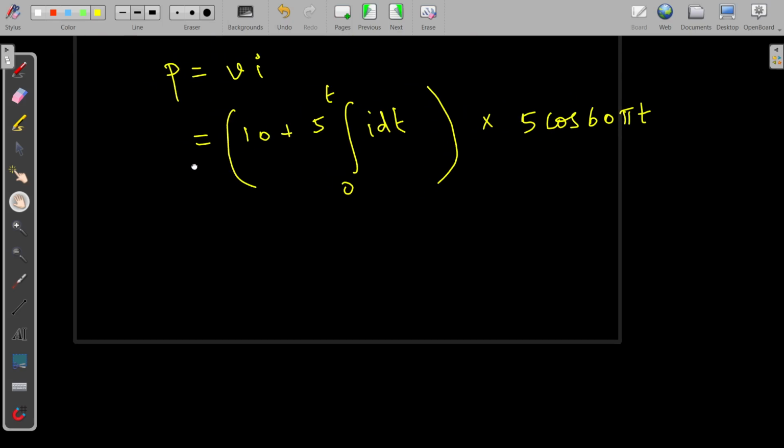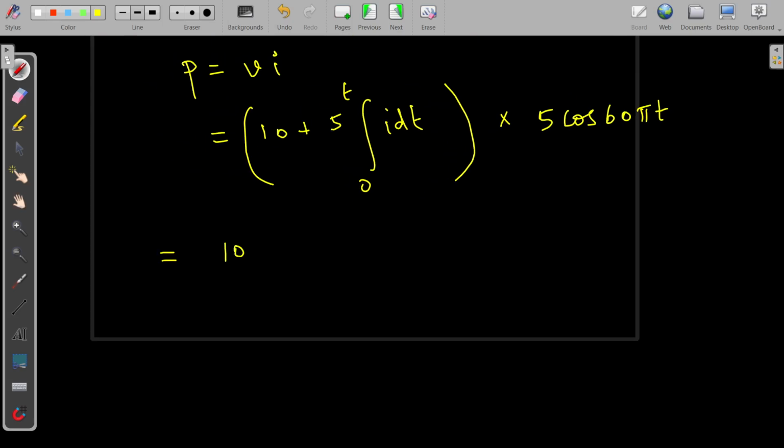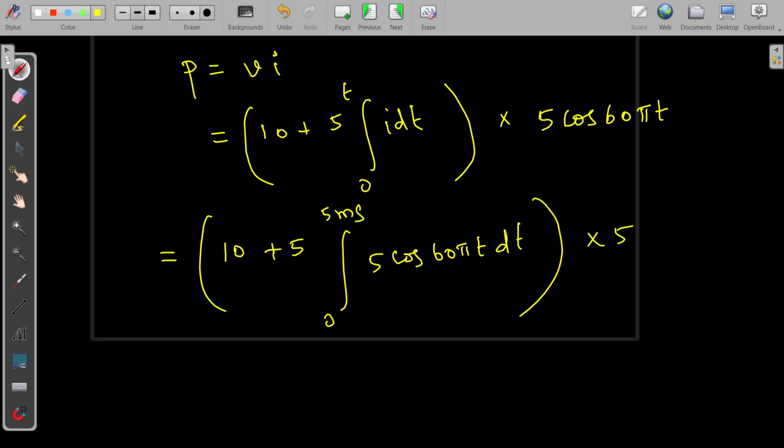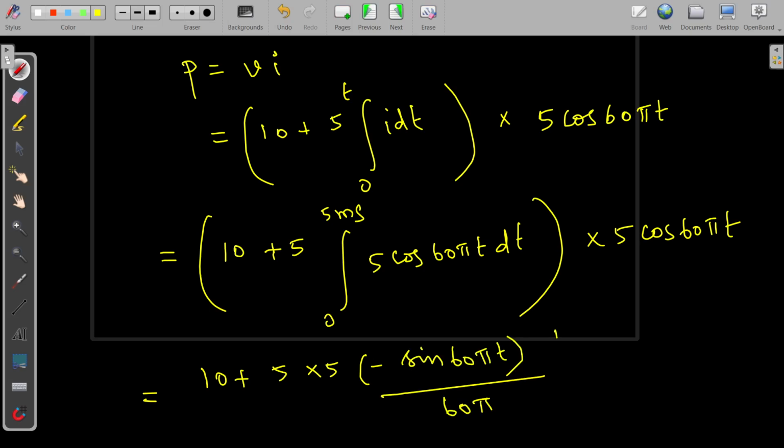We need to solve this. So it is 10 plus 5 into the integral from 0 to t, where t value is 5 milliseconds, of 5 cos 60 pi t dt. This should be solved first, then multiplied by 5 cos 60 pi t. So this is 10 plus 5; the integral of this one, we can take 5 outside. The integral of cos 60 pi t is sine 60 pi t divided by 60 pi, with the limits 0 to 5 milliseconds. That is multiplied by 5 cos 60 pi t.